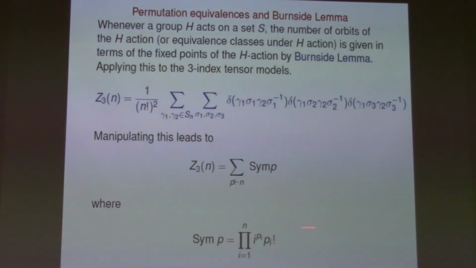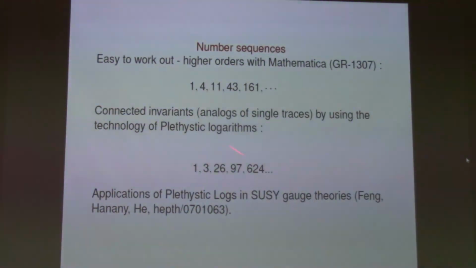Well, okay, so with this kind of formula, you can get Z3 of n, let's say, up to n equals 15 or 30 or whatever. If you want a generating function, that's a good question. I don't know. That'd be nice to find. This is easy to work out. At high orders, you can do this with Mathematica. These are the kinds of numbers you get.